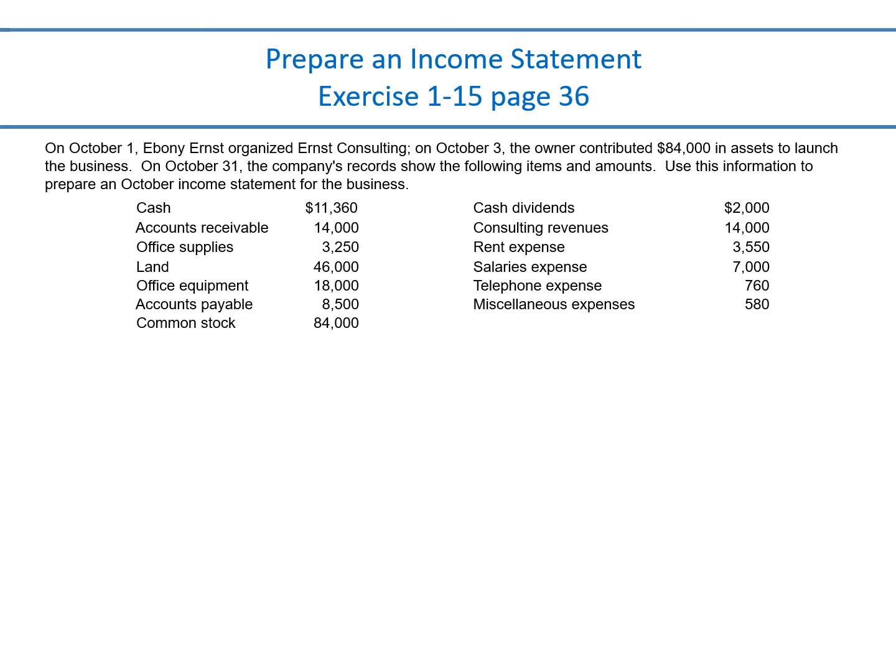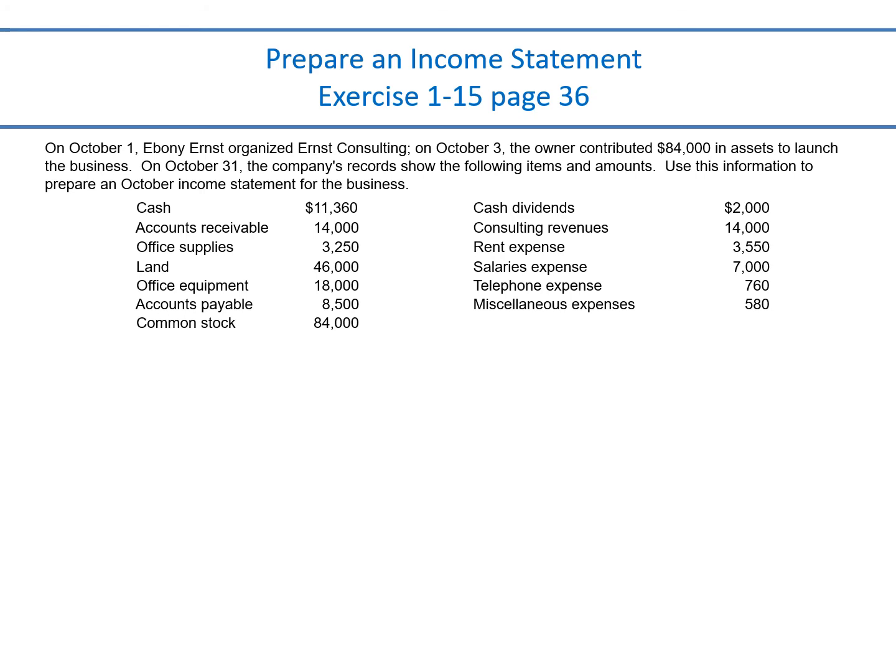Okay, so the final concept for chapter 1 is preparing the 4 main financial statements. The first of which we're going to look at is the income statement. On October 1st, Ebony organized Ernst Consulting. On October 3rd, the owner contributed $84,000 in assets to launch the business. And then on the 31st, the company's records show the following items and amounts. We want to use this information to prepare an income statement for the business.